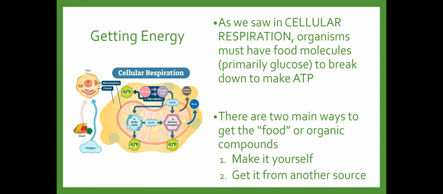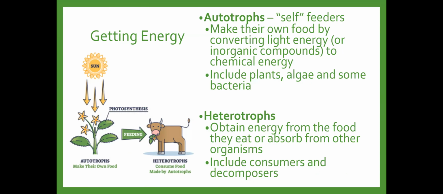Now there's two main ways that organisms can get the food, or the organic compounds, as another way of saying it. Number one, the organism could make it, or number two, the organism could get it from another source. We've talked about these before, back at the beginning of the class. We have autotrophs and heterotrophs. In an ecosystem, everything needs energy, everything has to get food. The autotrophs are the ones that can make it for themselves, so we call them self-feeders. That's what autotroph literally means. They're able to make their own food.